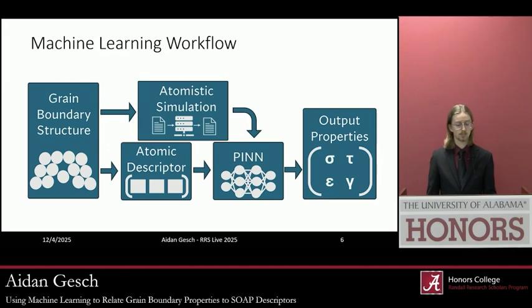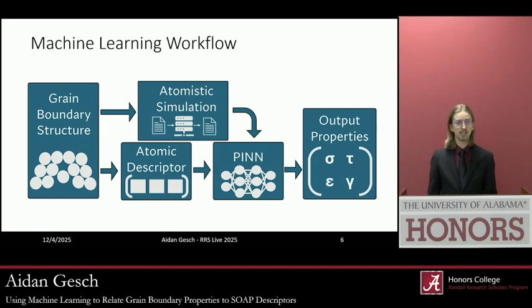So this is my proposed solution, using machine learning to translate between the grain boundary structure and its output properties. This is done by converting the grain boundary structure into an atomic descriptor, which will be described on the next slide. Once we have this atomic descriptor, which is a single vector with a series of key values that represents the atomic state, it can be fed into a physics-informed neural network, or PINN, to predict the output properties with great accuracy. The neural network is trained using a database of previously simulated atomic structures.